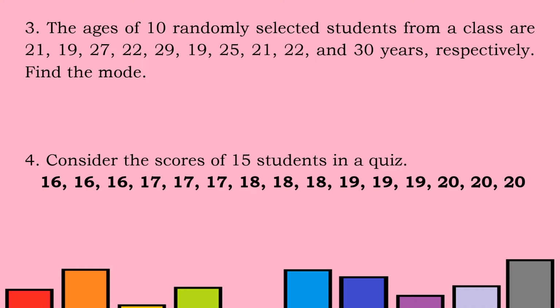Okay, so 21 has 2, right? 22 has 2. Let's try to write it. 19 has 2, 22 has 2. There are two values each. We also have 21. So 21, and the rest has one value, right?